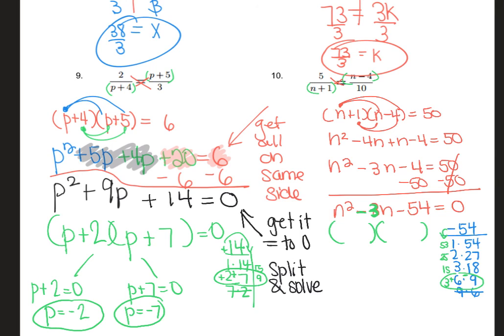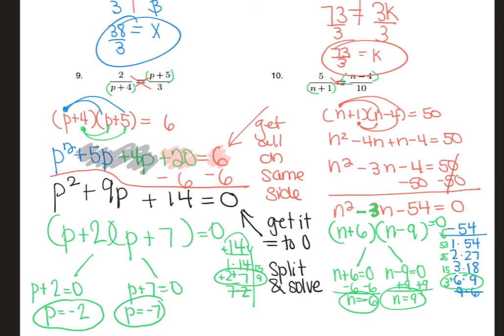Right? So I have n plus 6, n minus 9, and I'm equal to 0, so I want to split and solve. So I have n plus 6 equals 0, and n minus 9 equals 0. So I subtract 6 to get n equals negative 6, and I add 9 to get n equals 9. So my answers are n equals negative 6 and n equals positive 9.